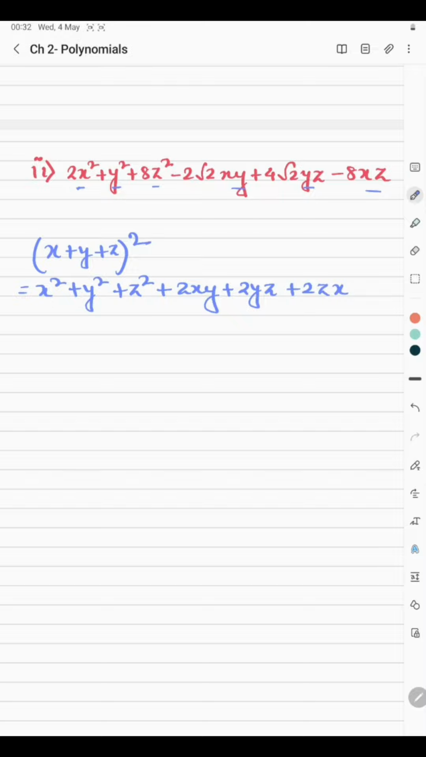Okay, so 2x square can be written as root 2x whole square. Why? Because we know that root 2 into root 2 is 2. So that means here root 2 square, and since the degree is 2, we can write root 2 twice. If we multiply root 2 by root 2, we'll get 2. So this 2 can be written as root 2 whole square, and since x is there with root 2, it is root 2x whole square. If you remove the bracket, you will get 2x square.